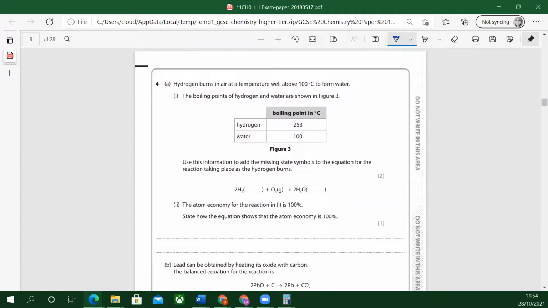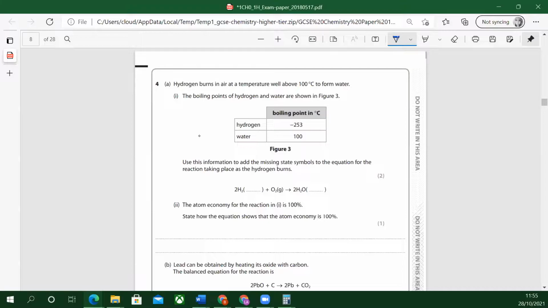Okay, so 4A. Hydrogen burns in air at a temperature well above 100 degrees to form water. The boiling points of hydrogen and water are shown in figure 3. Boiling point of hydrogen: minus 253, very low. Water: 100, we know that one. Use the information to add the missing state symbols to the equation for the reaction taking place as the hydrogen burns.